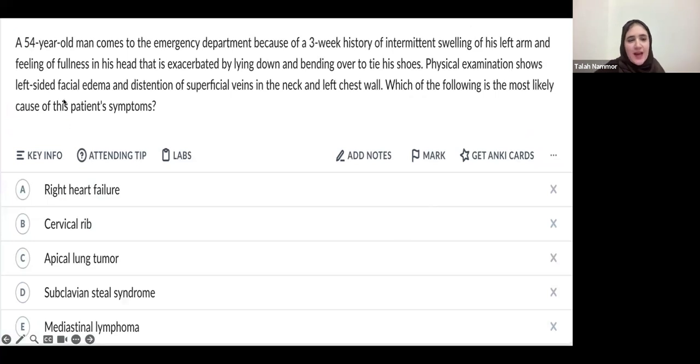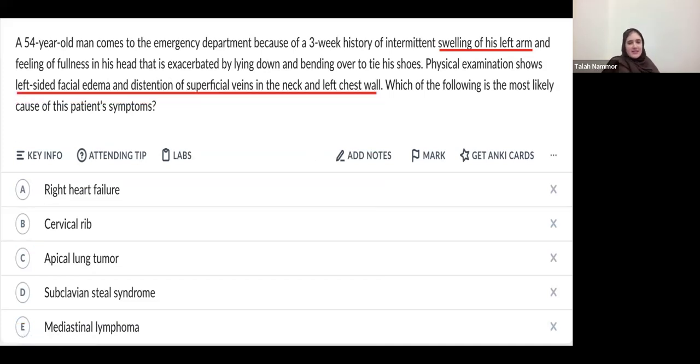Okay, let's go. A 54-year-old man comes to the emergency department because of a 3-week history of intermittent swelling of his left arm. He's feeling fullness in his head that is exacerbated by lying down or bending over to tie his shoes. Physical examination shows left-sided facial edema and distension of superficial veins in the neck and the left chest wall. Which of the following is causing the patient's symptoms? Do you think it's right heart failure?